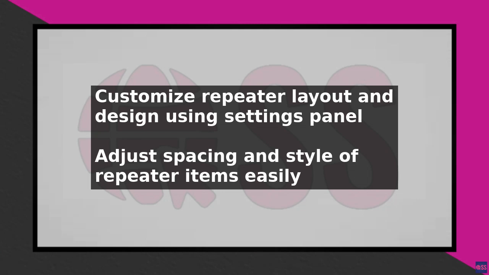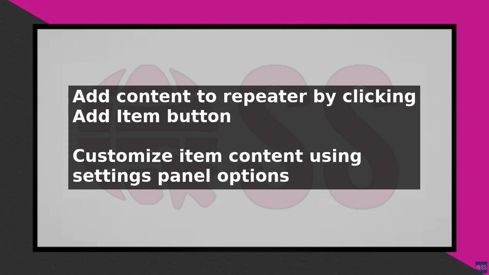they are looking for. To add content to your repeater, click on the Add Item button and select the type of item you want to add, such as a text item, an image item, or a button item. You can then customize the content of each item by using the Settings panel. For example, you can add a title, description, and image to a product item, or a name, title, and photo to a team member item.